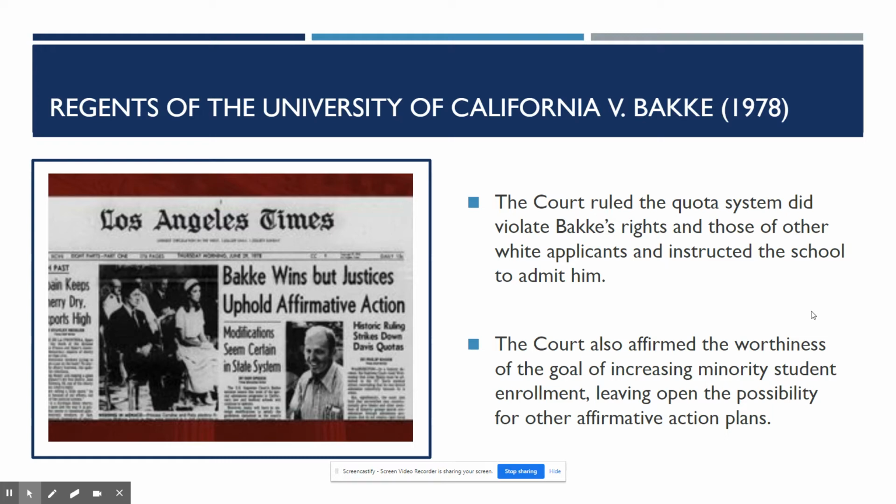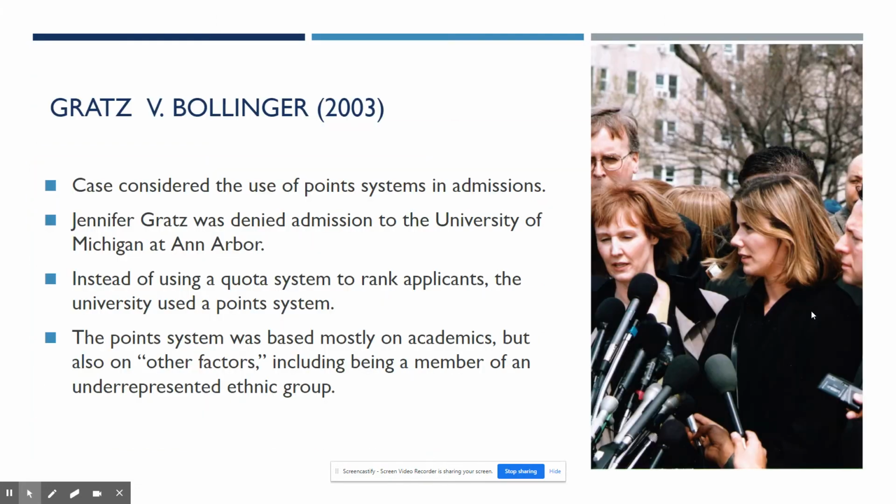Now, the court, while they held that race-based quotas were a violation, they also affirmed the worthiness of the goal of increasing minority student enrollment. So this is going to leave open the possibility for other affirmative action plans. So we're going to look at another one. So this case is Gratz v. Bollinger, and this is from 2003.